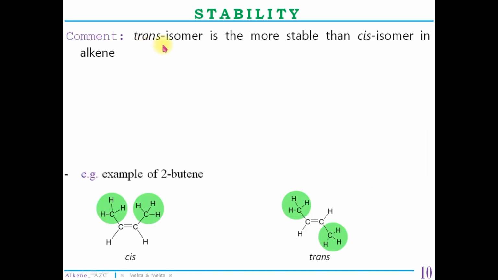One common observation is that the trans isomer is more stable than the cis isomer in alkenes. For this we have the example of 2-butene. Here is the cis isomer and here is the trans isomer. In the cis isomer, both methyl groups lie on the same side, so they are nearer to each other, while in the trans isomer they are far apart.